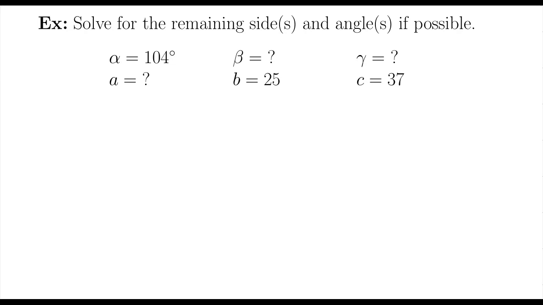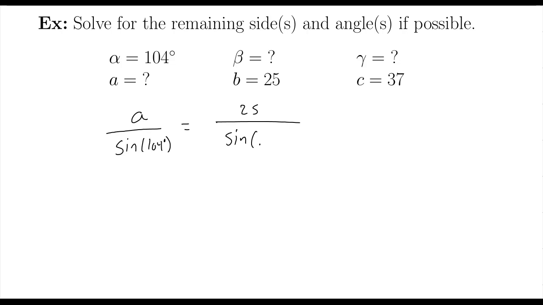If I'm trying to find side A and I put that over the sine of 104 degrees, what is my other ratio? I can't use B, 25, and beta because that just introduces a second variable. Same is true for C and gamma, 37 and gamma. Any way I try to set this up using the law of sines, I end up with two variables. So I can't use the law of sines here.